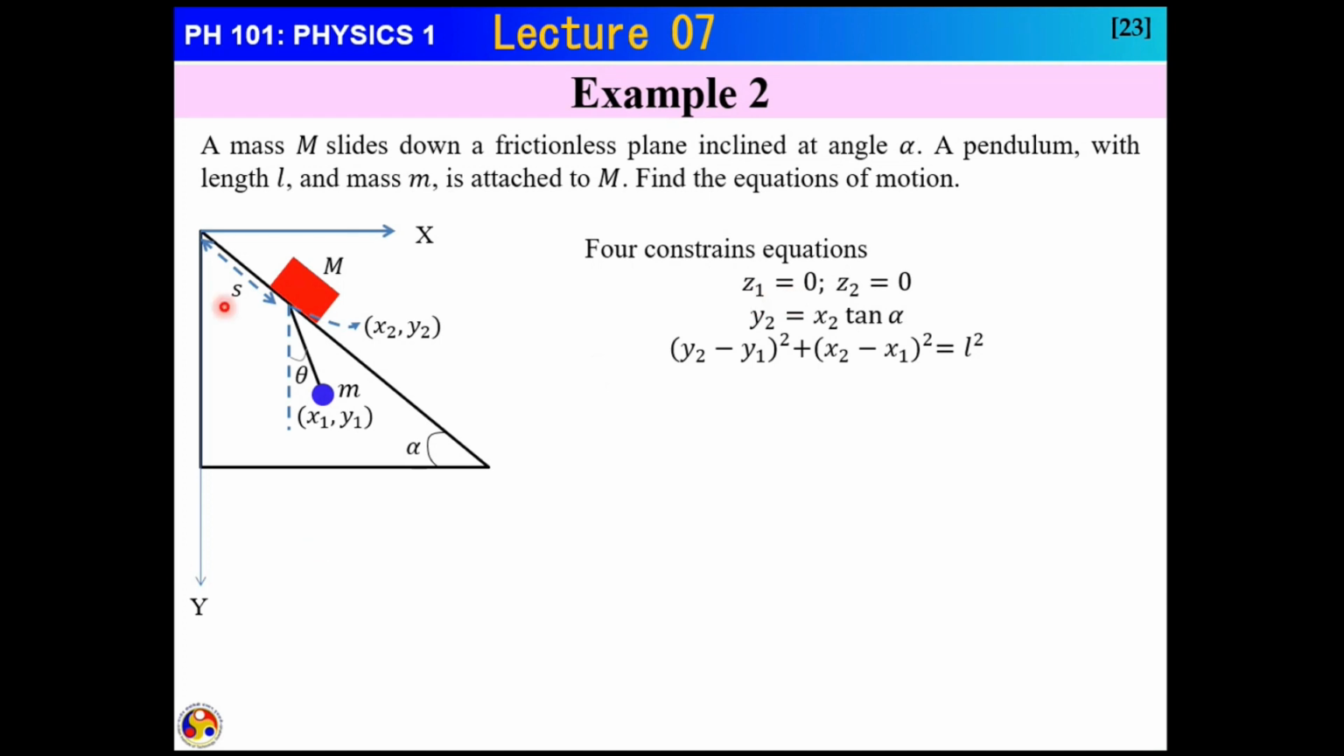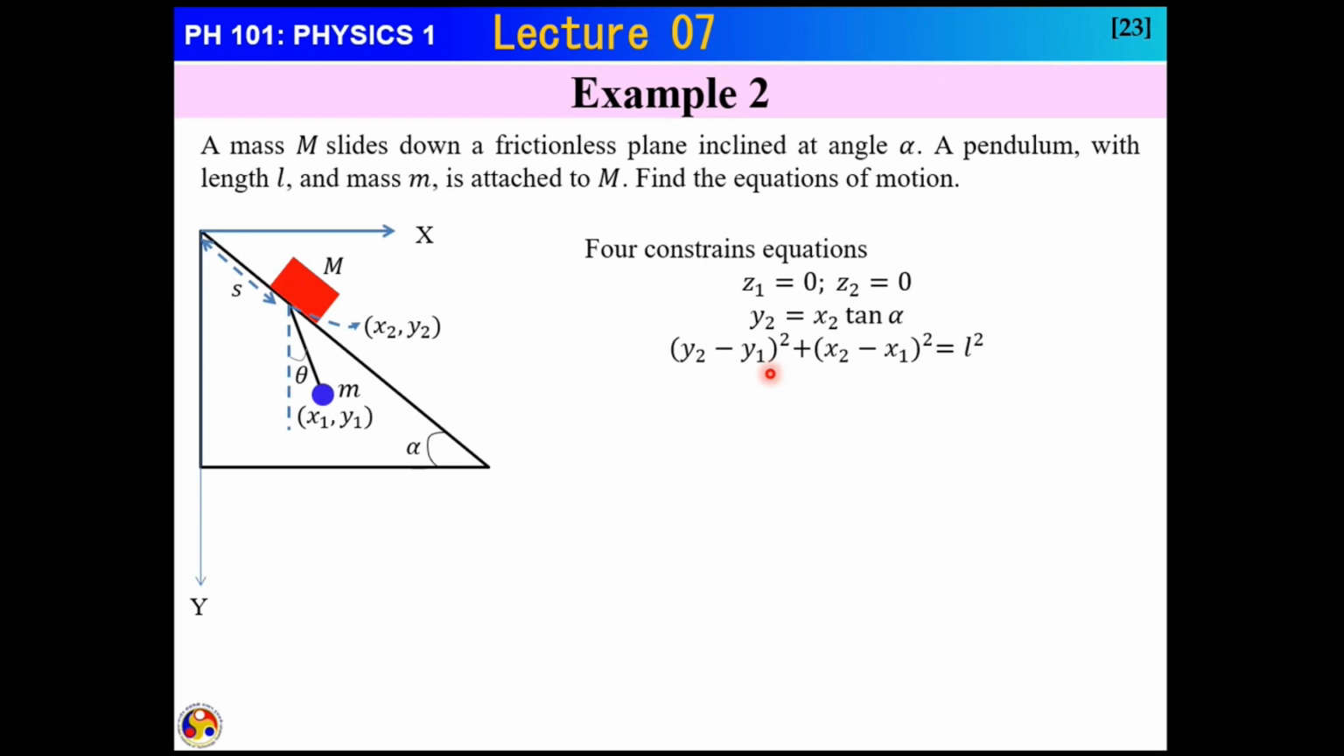This motion is in the xy plane. Z1 is 0, Z2 is 0. Y2 is x2 tan alpha because it is sliding on this. And then the length of this is constant, right? This is what we have. So we have 1, 2, 3, 4 constraints. So there are 2 degrees of freedom.